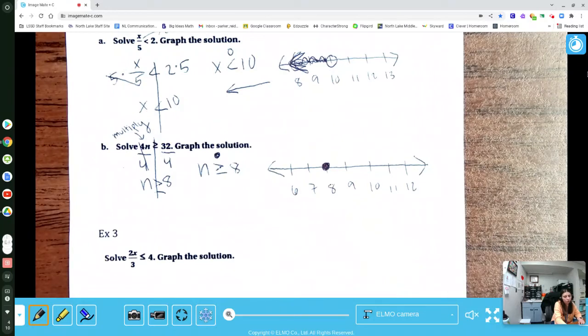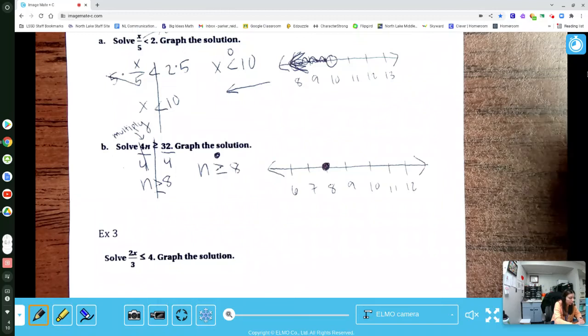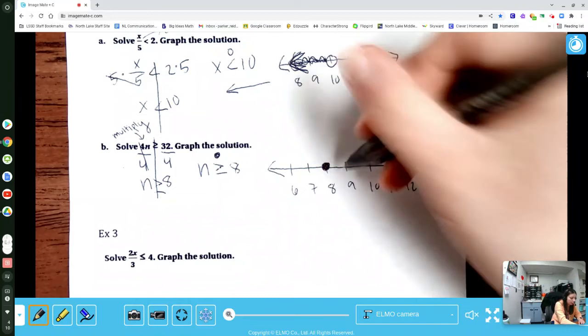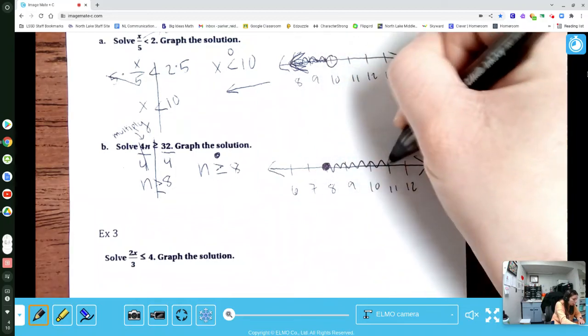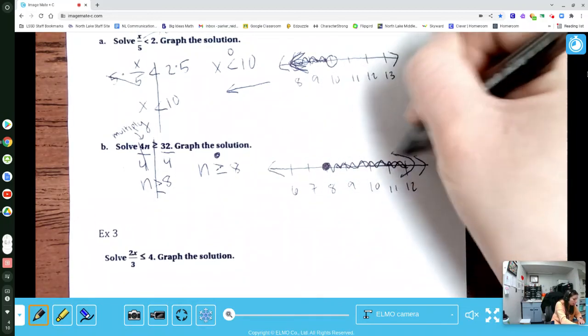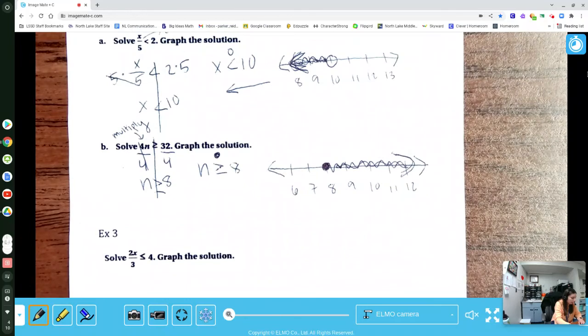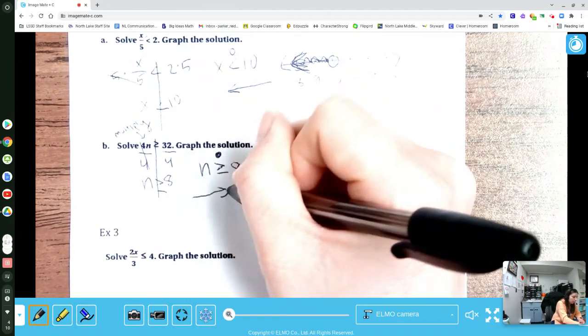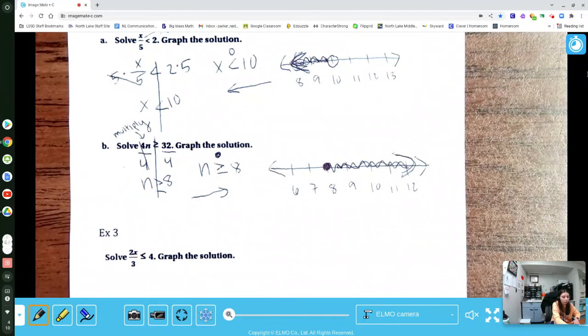Now I need to draw my arrow and shade in the direction of all the values that are also solutions, anything that's greater than 8, because we have 8 already. Now I need everything greater than 8. That's to the right. So I'm going to shade and draw my arrow to the right. And remember, since our variable is written first, we could turn our symbol into an arrow and it would point in the same direction as our graph.